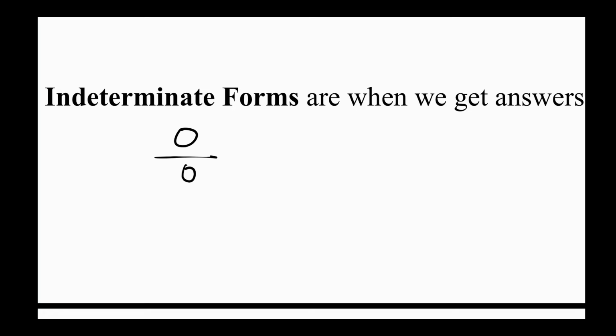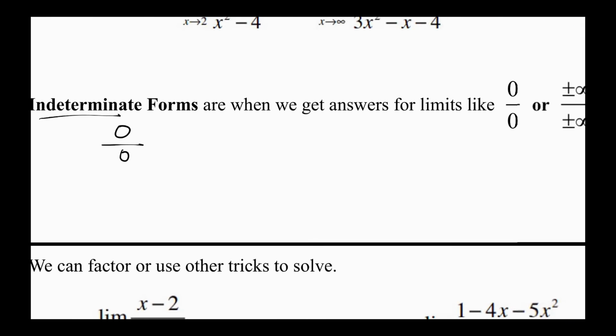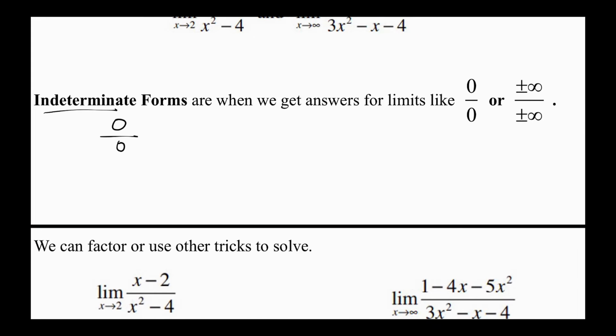So is it 0 or is it undefined? I don't know. That's why it's called indeterminate. It can't be determined, right? It's an indeterminate form. So that's what we call. Anytime you get 0 over 0 or one of these guys here, positive infinity over positive infinity, negative infinity over negative infinity, positive infinity over negative infinity, right? It's not 1. It's indeterminate form. We don't know what it is. We can't determine what it is, right?